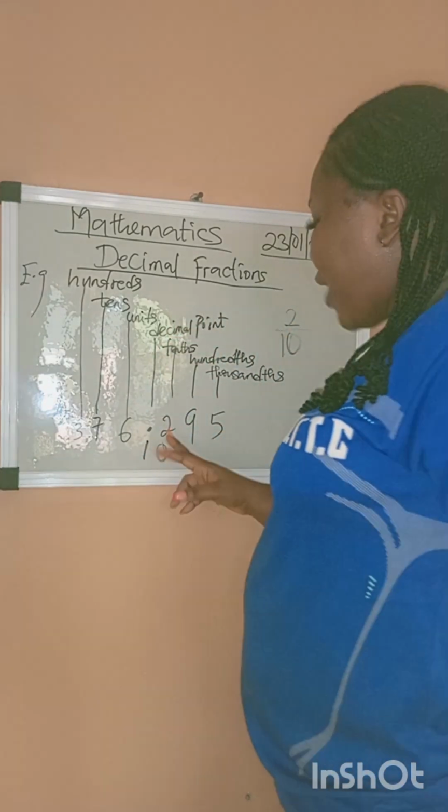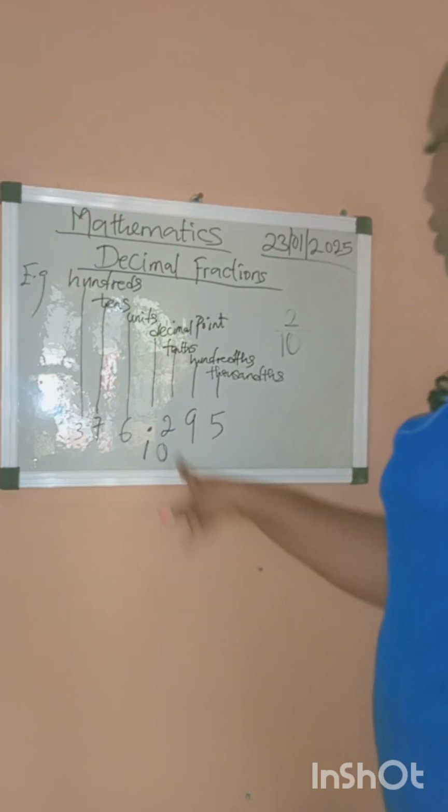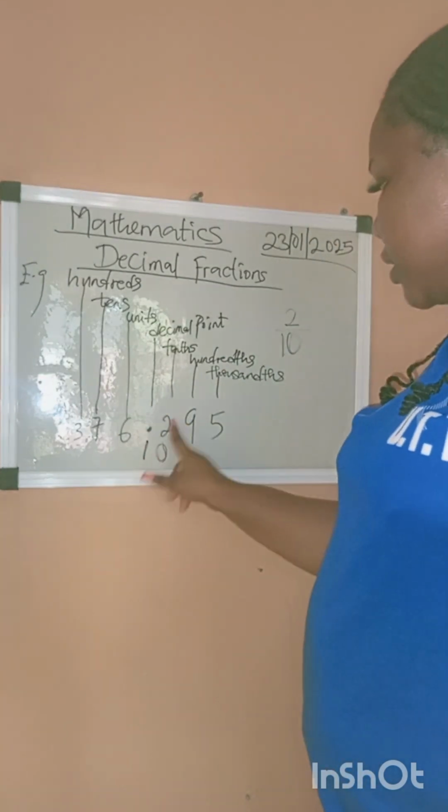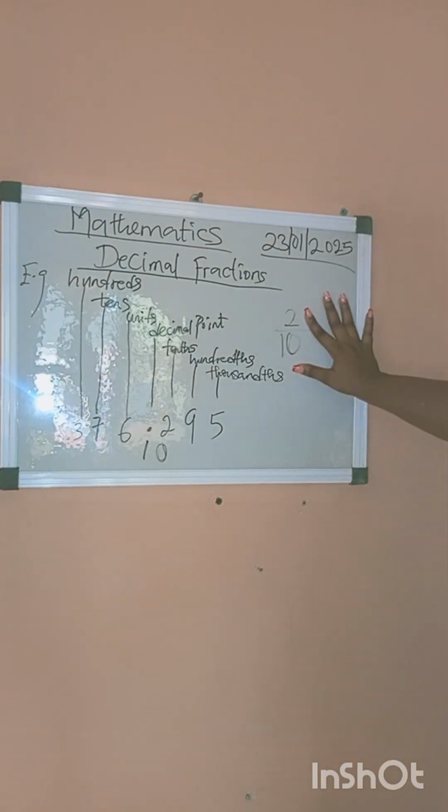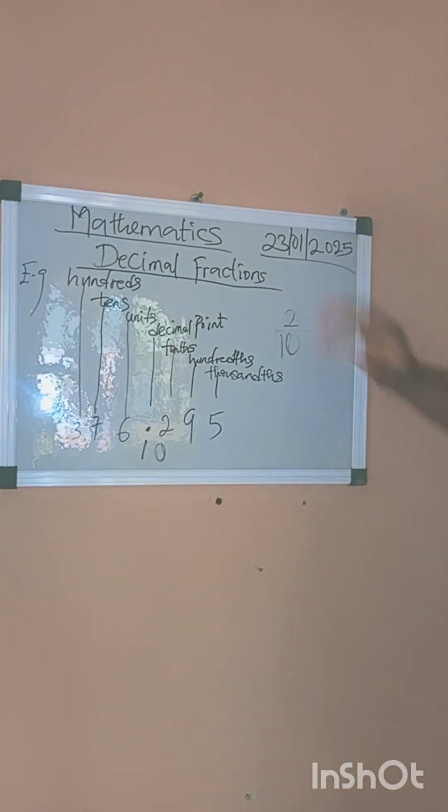Just like here, you have 0.2. It will be 1 and 0. These two indicate 0. So it will be 2 all over 10.